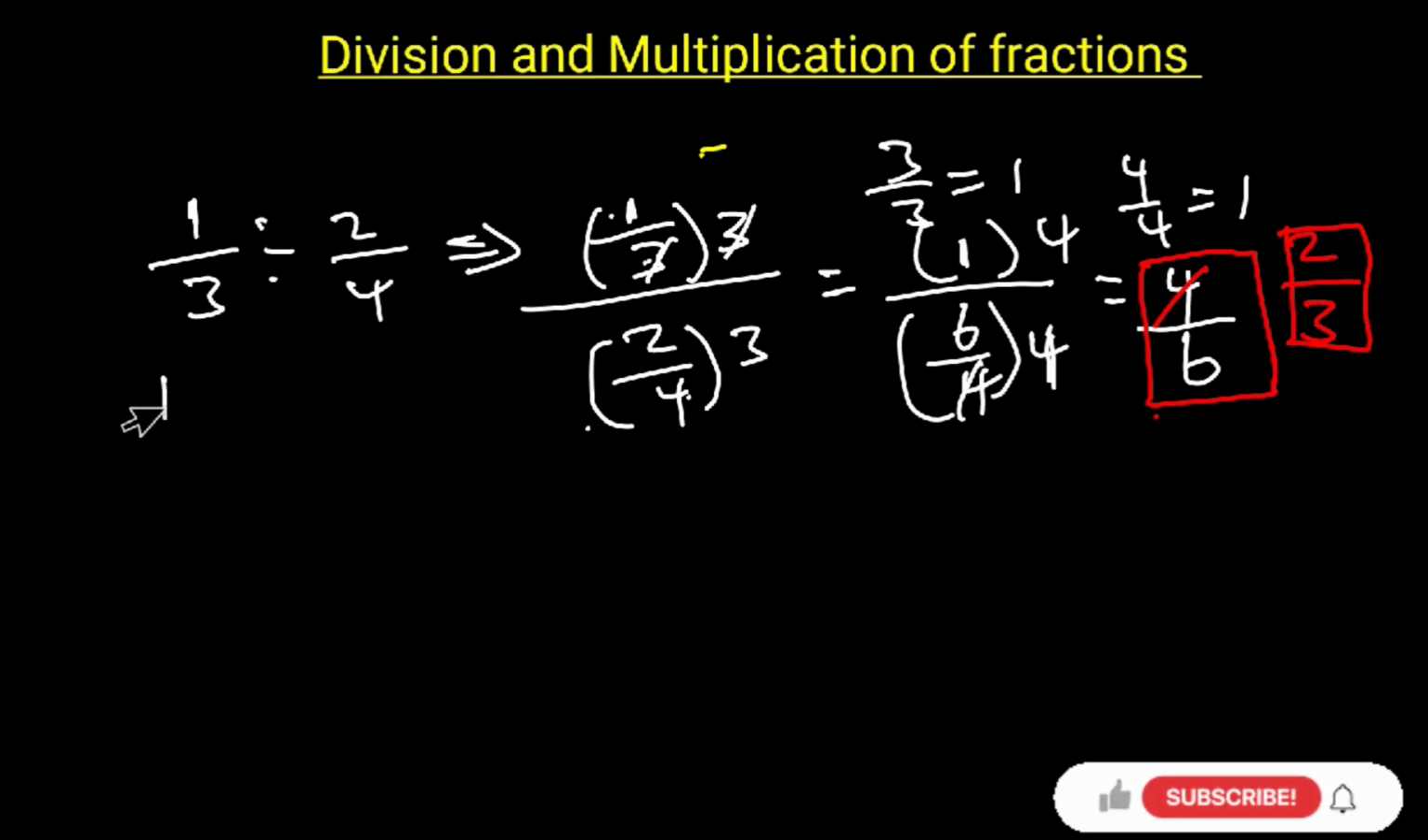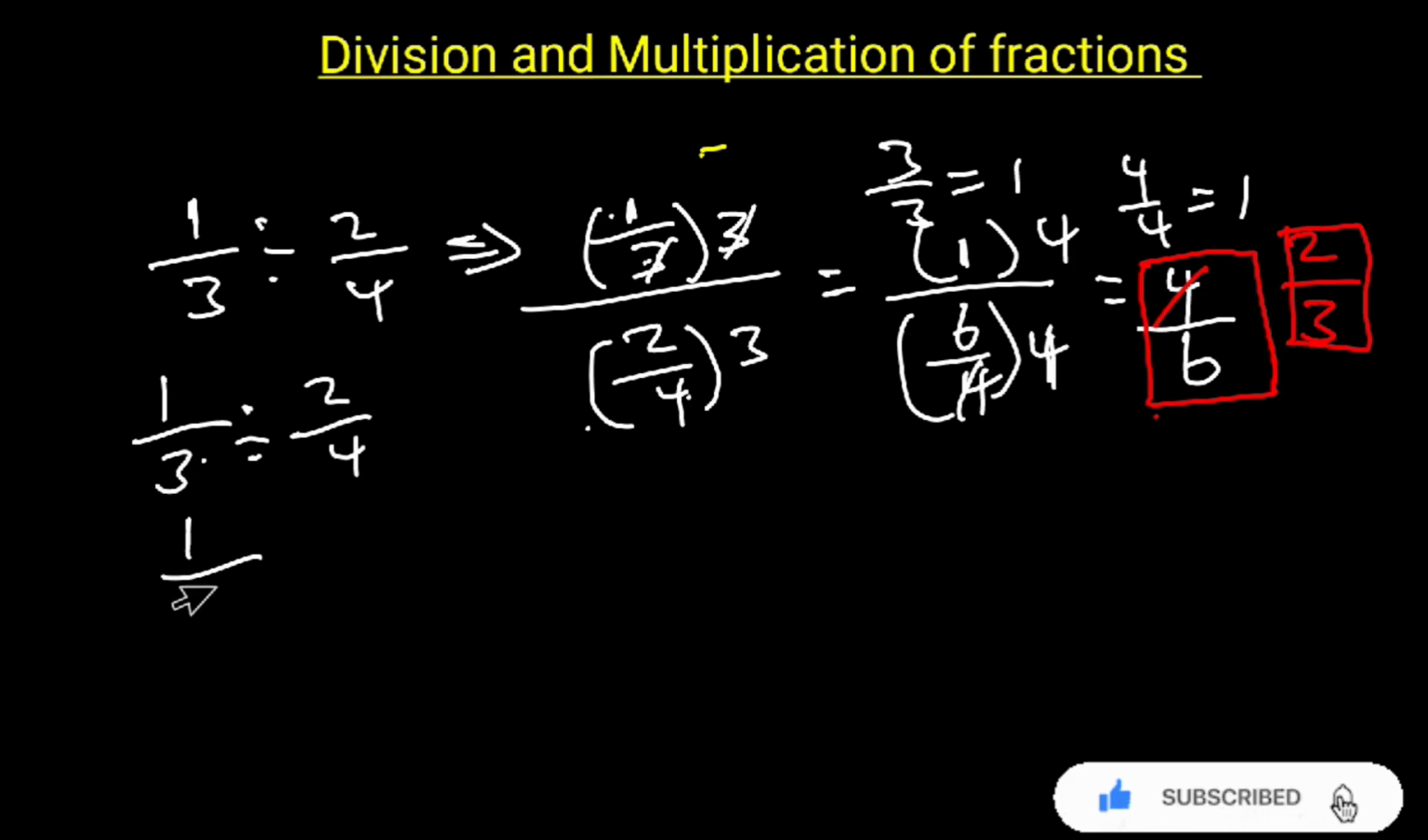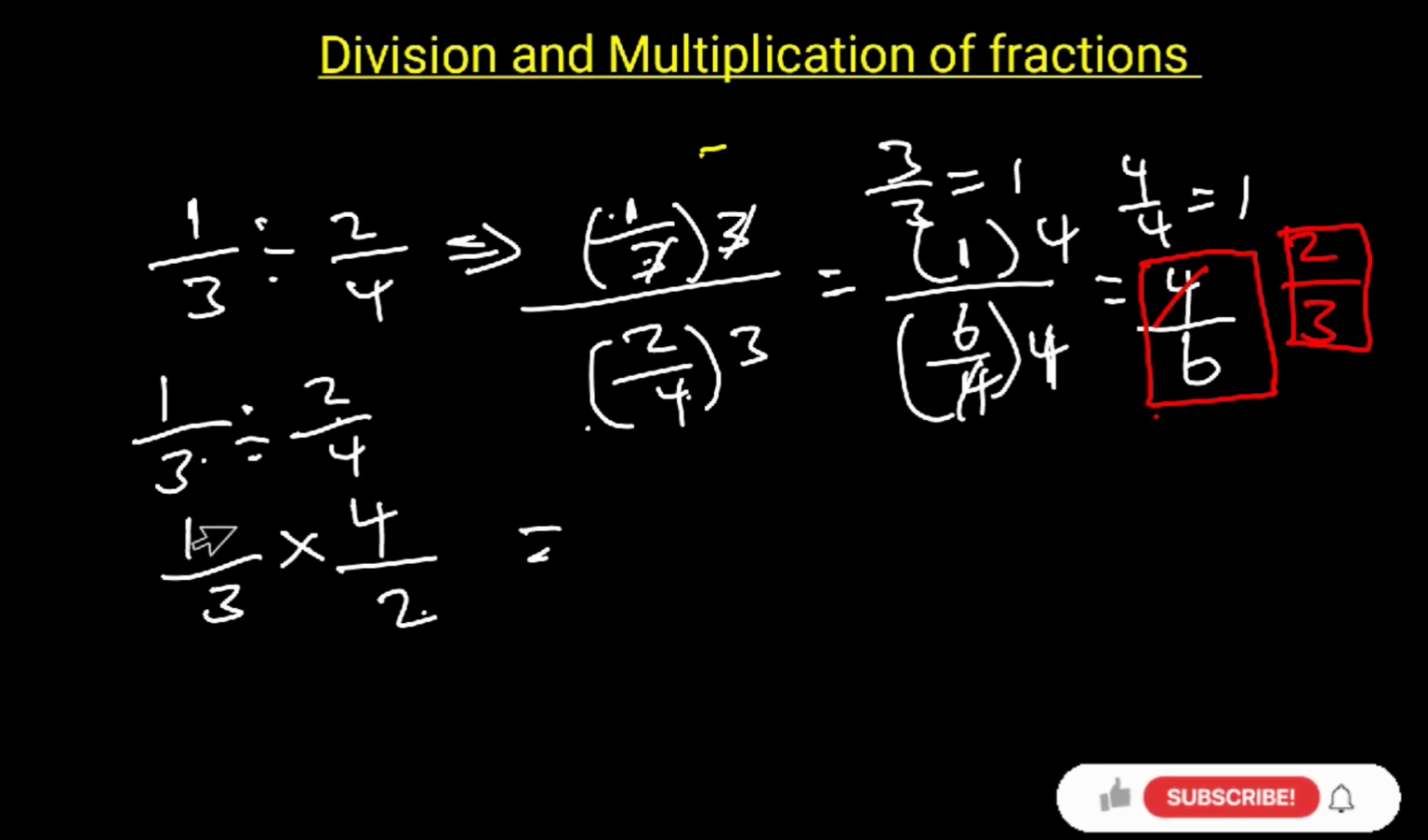When you have 1 over 3 divided by 2 over 4, for easier simplification, we are going to change this division to a multiplication sign. When we change this division sign to multiplication sign, we reverse the fraction by replacing the denominator with the numerator and vice versa. So we're going to have 4 over 2 here. So the final answer is going to be 4 times 1 is equal to 4 over 2 times 3 is equal to 6. Which is the same thing we have here.